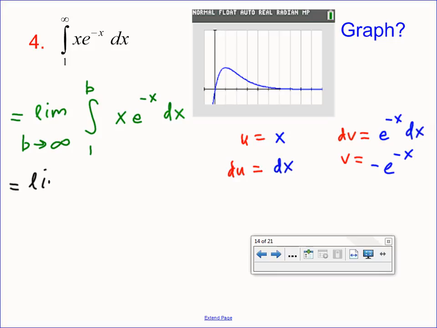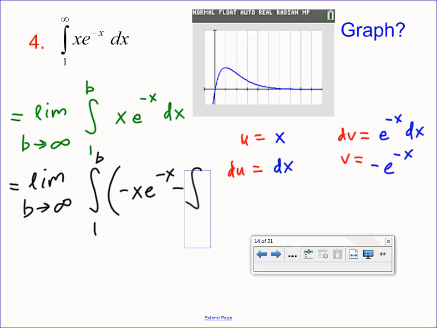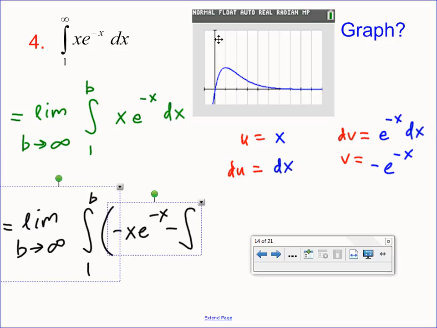So we have the limit as b goes to infinity of the integral from 1 to b of, and now let's do our integration by parts. I know the antiderivative of u dv is given by what? U times v minus the integral of v du. So let's rewrite that with parentheses. It's given by u times v, that's negative x e to the negative x, minus the integral of v du.